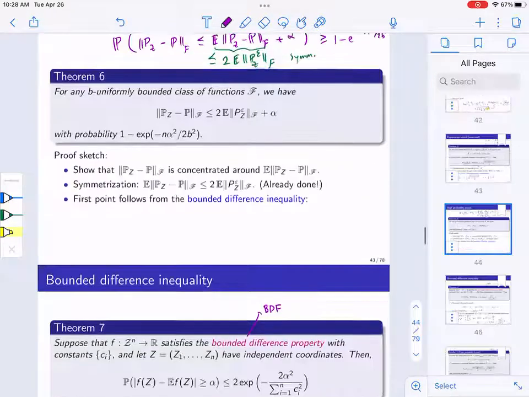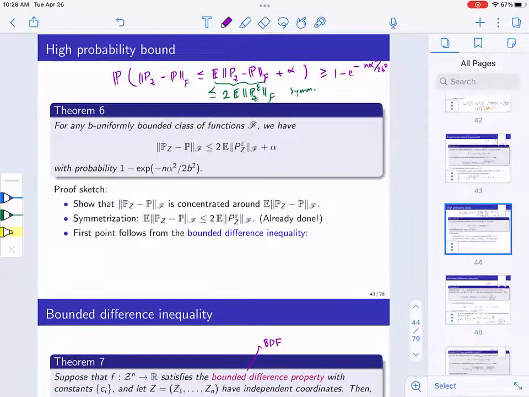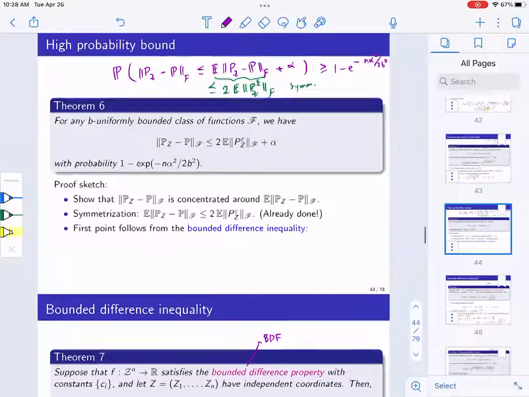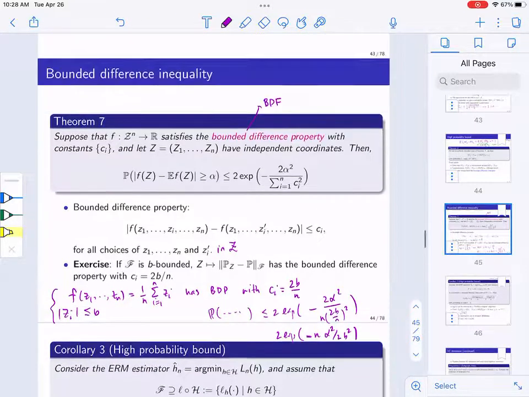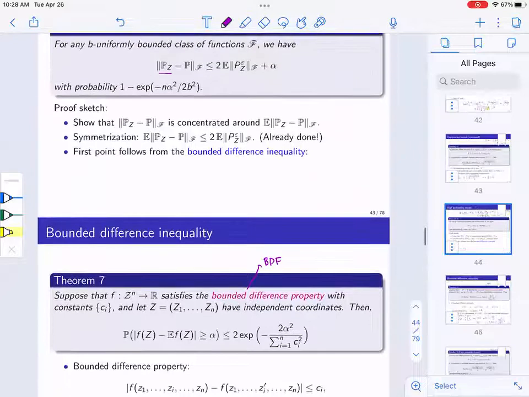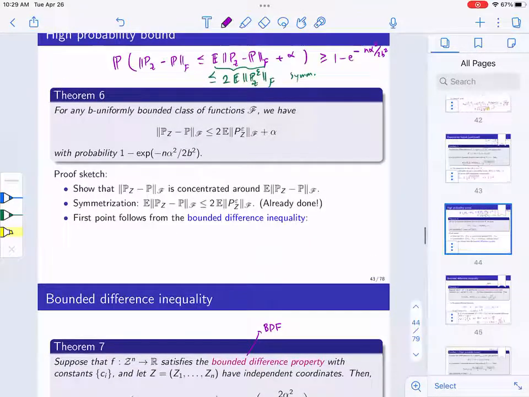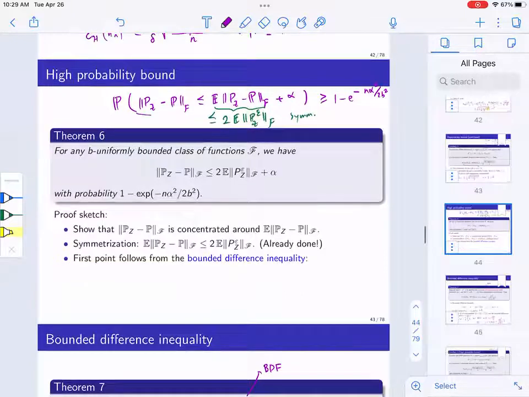And so if that's the case, then I have my concentration with exactly this quantity, because the calculation that I did here is exactly the calculation that you do here. So we have proved something like this. Because this has the bounded difference property with c_i equal to 2b over n, that would be the probability.